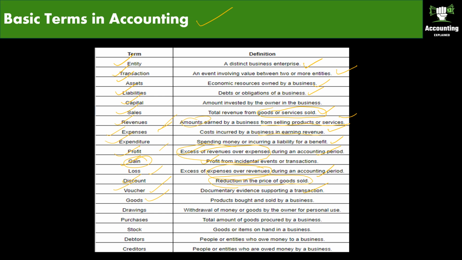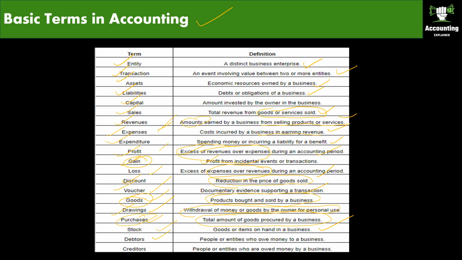Goods, products bought and sold by a business. Whatever products are bought and sold by the business are called goods. Drawings, withdrawal of money or goods by the owner for personal use. If the owner withdraws money and uses it for his personal use, it is called drawings. Purchases, total amount of goods procured by a business. Whatever goods are bought by the company for the business are called purchases. Stock, goods or items on hand in business. Whatever goods you have in your hand are called stock.